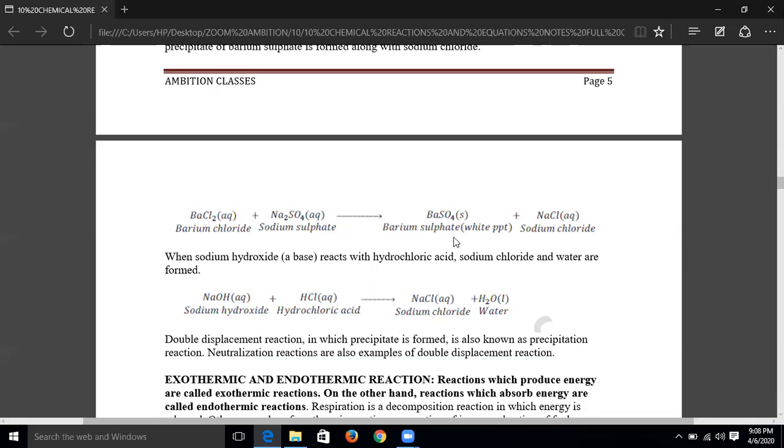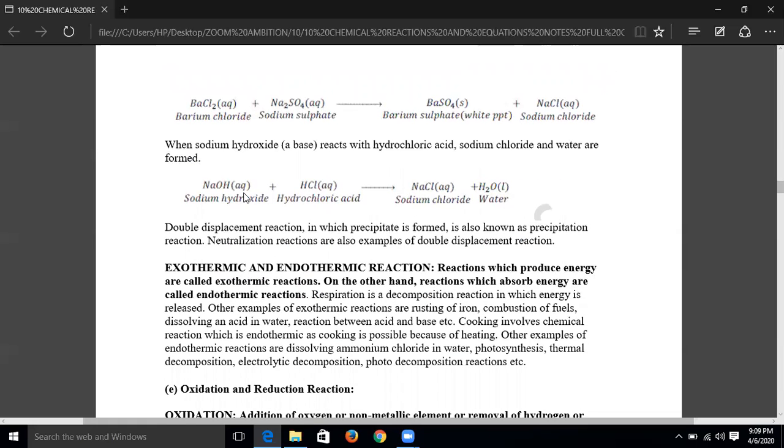In this reaction, we get barium sulfate in the form of white precipitate. So this is also known as precipitation reaction. When sodium hydroxide reacts with hydrochloric acid, sodium chloride and water are formed. This is also a double displacement reaction, as sodium is displaced by hydrogen or hydrogen is displaced by sodium. Here base and acid react to form salt and water. So this is also known as neutralization reaction.